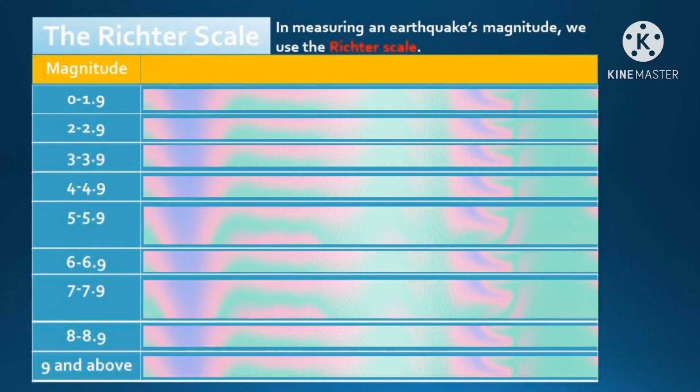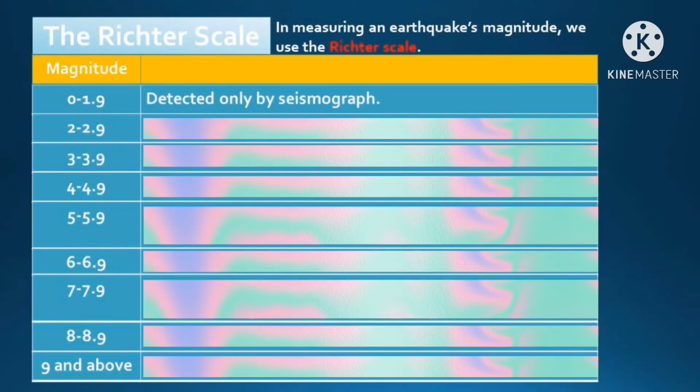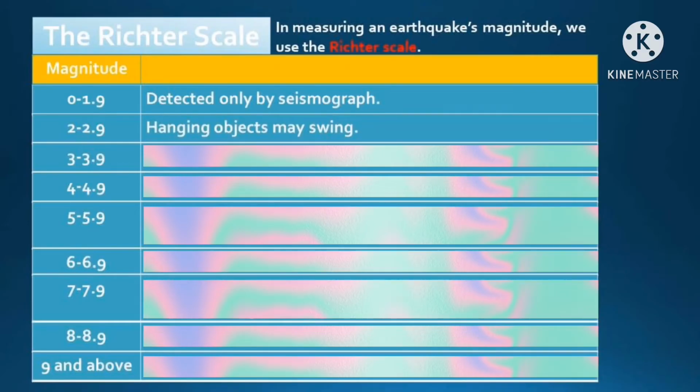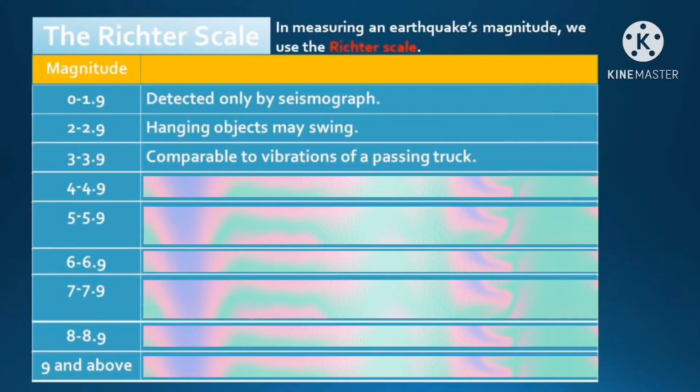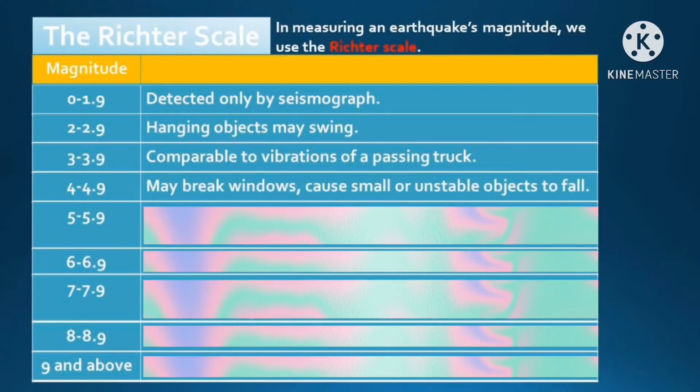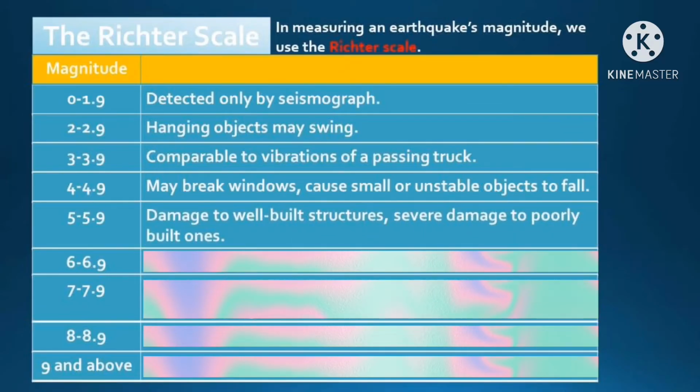For the magnitude, we use a number, or an Indo-Arabic number, with a decimal point. From 0 to 1.9, detected only by a seismograph. 2 to 2.9, hanging objects may swing. 3 to 3.9, comparable to vibration of a passing truck. 4 to 4.9, may break windows, cause small or unstable objects to fall. 5 to 5.9, damage to well-built structures, severe damage to poorly built ones.